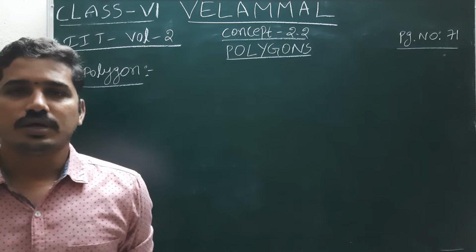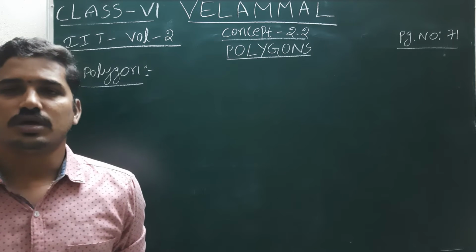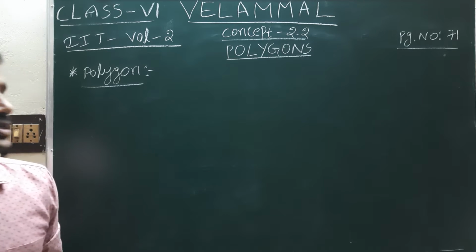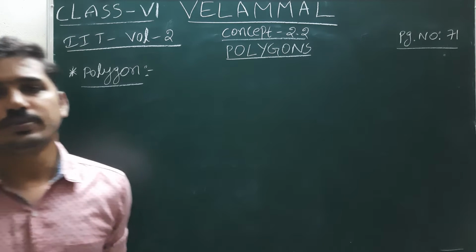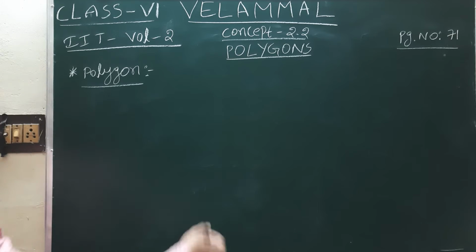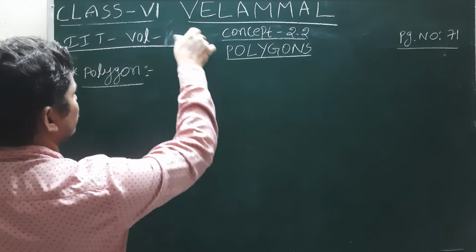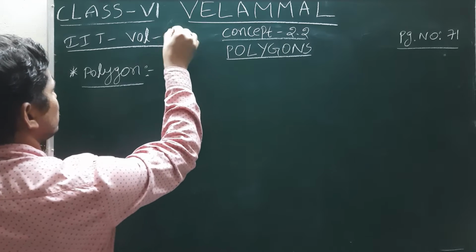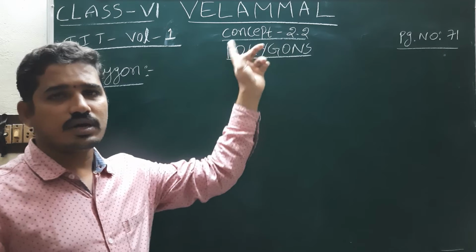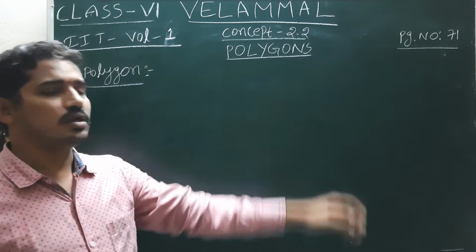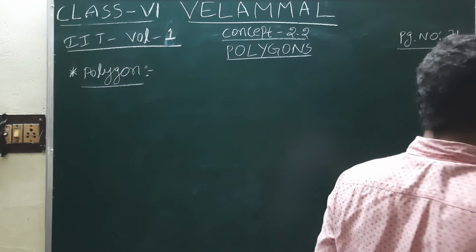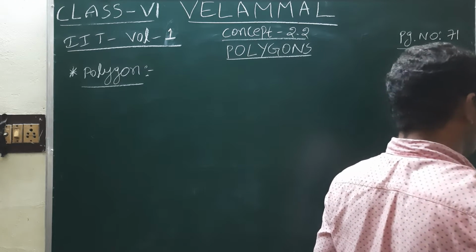So far we have completed the Understanding Elementary Shapes chapter from our NCERT textbook, CBSE textbook. Next we are discussing the polygons concept from our IIT textbook, volume 1. In geometry, we have concept 2.2 as polygons. From page number 71, we are discussing. So that we will discuss now.